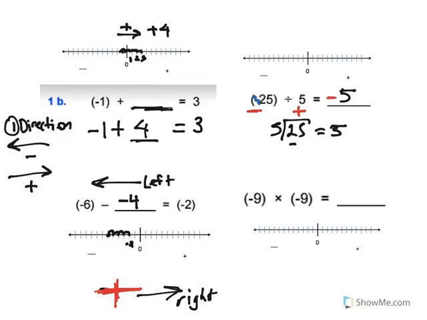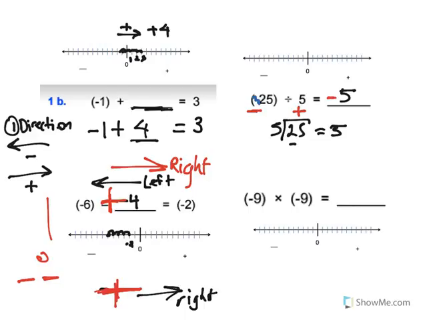This is a tricky one. If you don't understand this one, ask me about it tomorrow. But do you see how we subtract a negative? We need to switch the direction. That is why the sign changes when you subtract a negative.